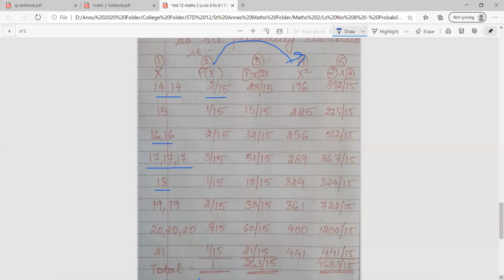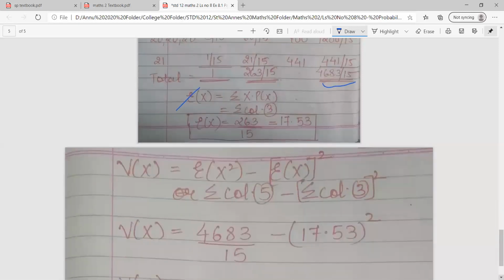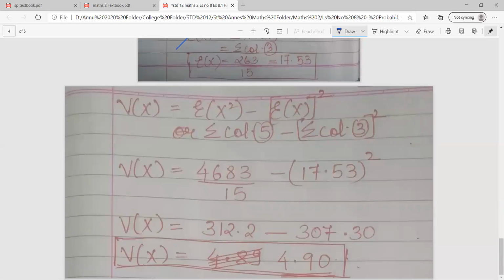After that, you have to total the final column, that is 4683 divided by 15. This is the total of your final column. So the formula of V of X is equal to E of X squared minus E of X the whole squared, or the summation of column number 5 minus the total of column number 3 the whole squared. On substituting the values and dividing, it comes to 312.2, and squaring also I have taken till 307.30. So the answer is 4.90.